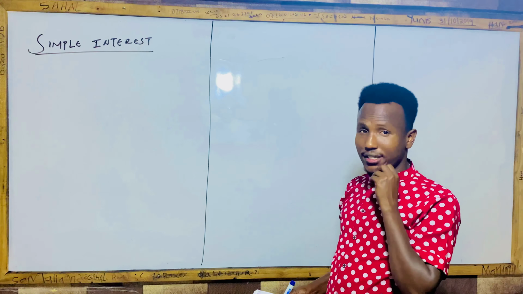I have my principal as shilling 2400. Just understand the nature of the question. Money deposited or money borrowed from a bank is what you normally call principal. Then I have also rate, which is 5% per annum. Then I also have time, T, which is 3 years. So what's under question mark is interest.